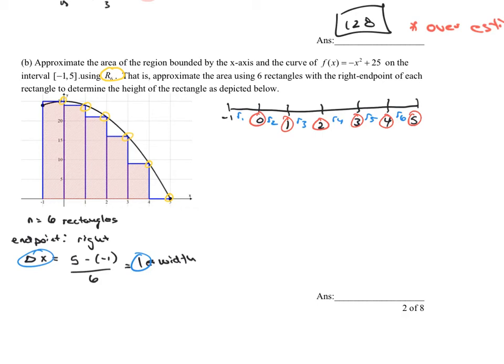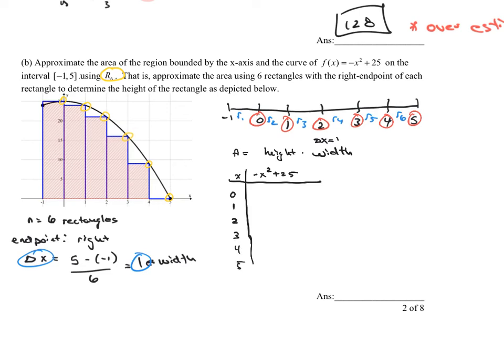So again, to find that area, I need to do the height times the width. Remember, the width is always delta x, which in this case is simply 1, so that's nice because all I'm doing is multiplying everything times 1. So all I need to do is plug in each one of these x values into the original function. The original function was negative x squared plus 25, right? So I'm going to use the table feature in my calculator to help me out on this one. It evaluates it significantly quicker.